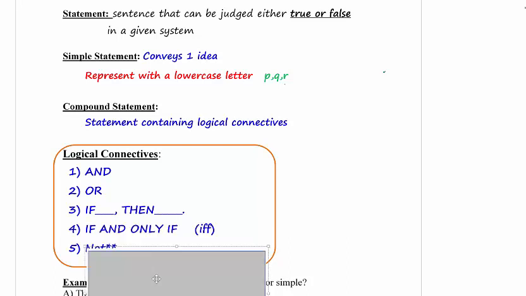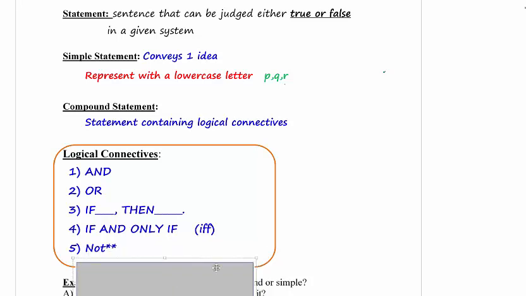Fourth one is if and only if. We abbreviate that with the letters IFF. Basically, if and only if means it works in both directions. So essentially, it's an if-then, but it works from left to right and from right to left. So it's a more specific piece on putting conditions on it.